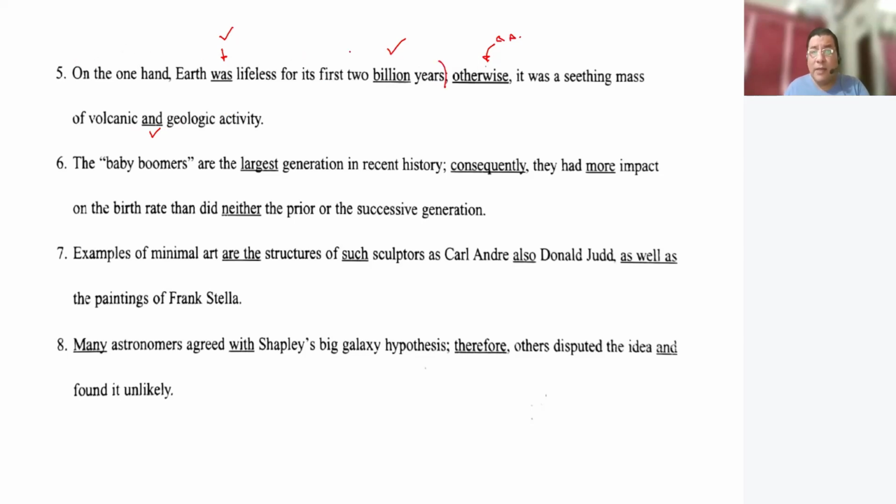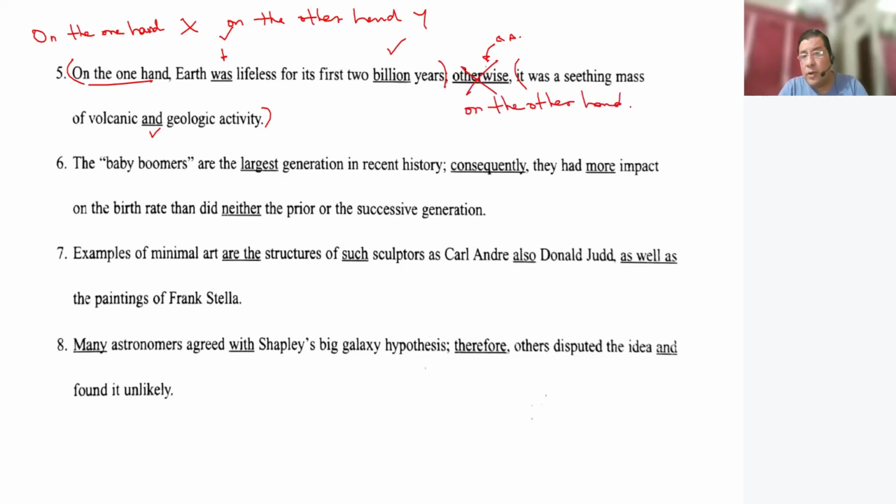On the one hand, Earth was lifeless for its 2 billion years, right? And then it was a seething mass of volcanic and geologic activity. But otherwise, it's not appropriate here. Why? Because every time you use "on the one hand," this makes part of one pair expression. On the one hand, X, and then you have on the other hand, Y. So you have this, and this is interesting because it makes "otherwise" incorrect. It should be "on the other hand" to make the appropriate contrast. All right, so that's it for number 5.